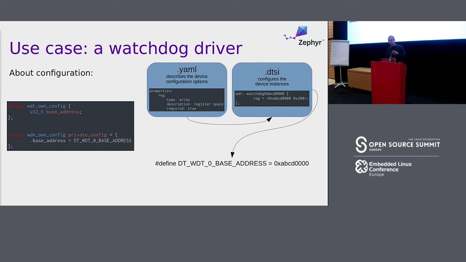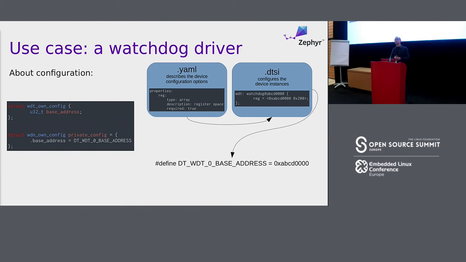And the device tree is made of two files. That's what the device driver developer will pay attention to. One is a YAML file that describes the device configuration options. So here, it will describe the register. It's an array with an address and so on. And then there is the DTSI file, which configures the device instance, following what you described in the YAML file. So if something doesn't match, the DTS process will fail and tell you that there is something wrong. And that ends up creating for you these macro configuration options that you can then use in the device driver. So that's the process you should follow.